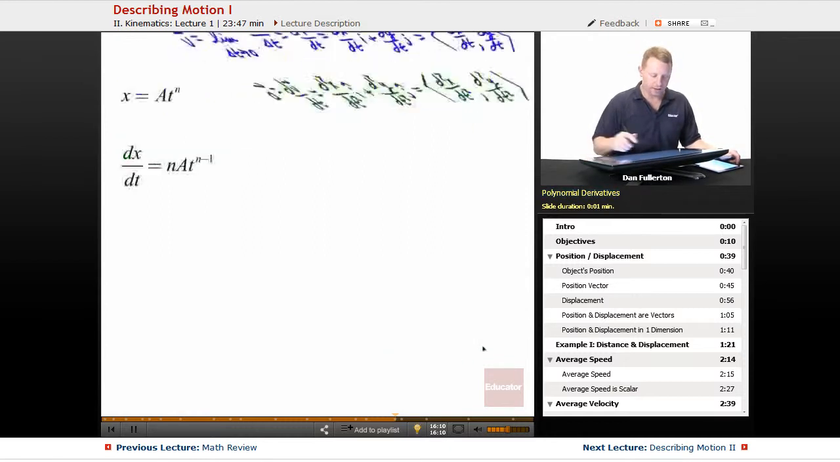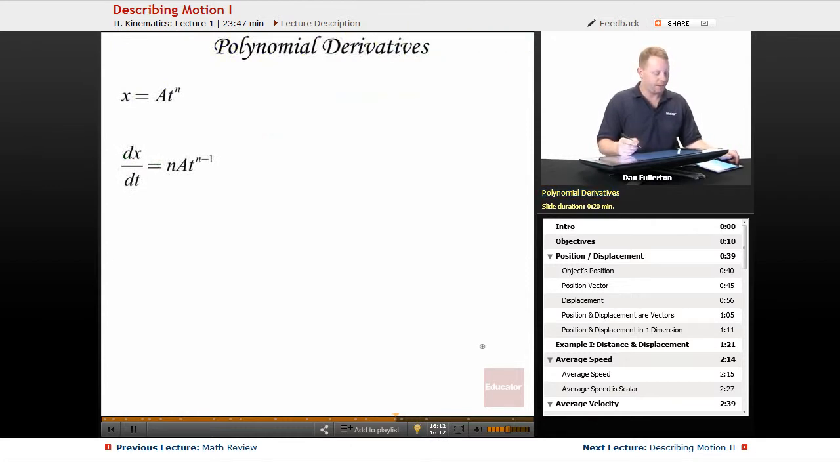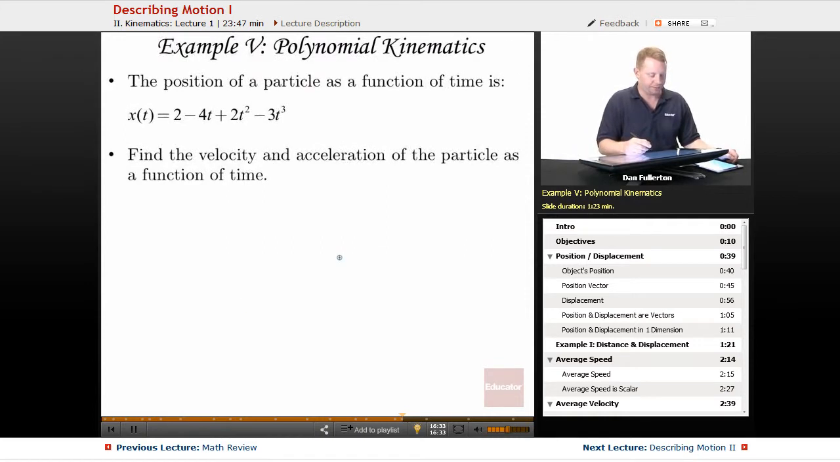All right, so let's talk a little bit more about derivatives. If we have some function x is a constant times t to some exponent n, the derivative of x with respect to t is that power n times your constant times t to the n minus 1, the basic polynomial derivative formula. We're going to be using that quite a bit, so let's practice for a second. The position of a particle as a function of time is 2 minus 4t plus 2t squared minus 3t cubed. Find the velocity and acceleration of the particle as a function of time.